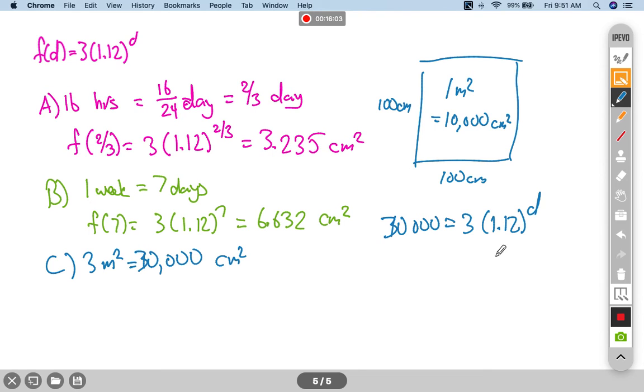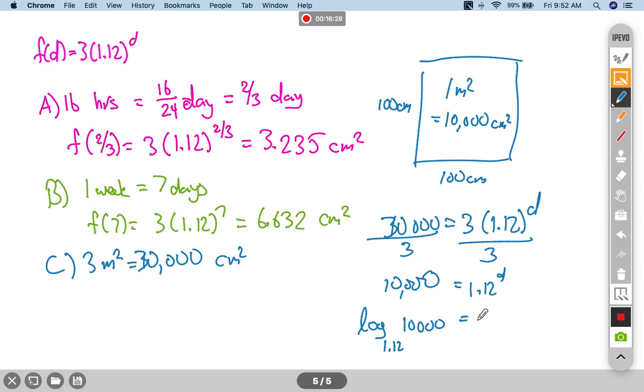30,000 is 3 times 1.12 to the d power. So again, now I'm just solving the equation. So I solve what's outside. I divide by 3. And I get 1.12 to the d equals 10,000. Once again, I'm in exponential form, so I'll switch it over to log form, and I'm going to get the log base 1.12 of 10,000 equals d. And that's nice. It gives us right to the answer.